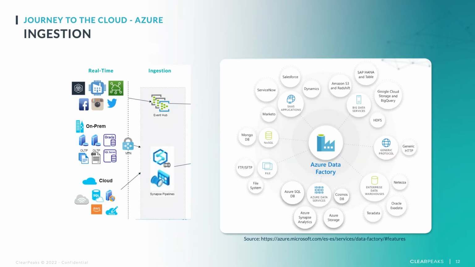So for the first layer, we are going to do the ingestion. For the ingestion, we are going to make use of Synapse pipelines. It is Azure Data Factory inside Synapse, called Synapse pipelines. So it's the perfect tool for ingesting data from on-premises, hybrid, and multi-cloud. It has lots of connectors to ingest the data very easily.